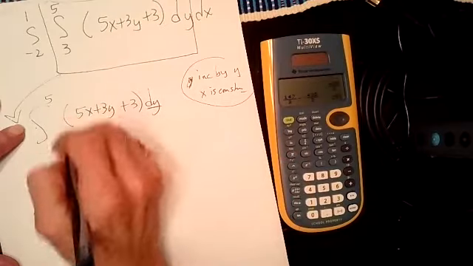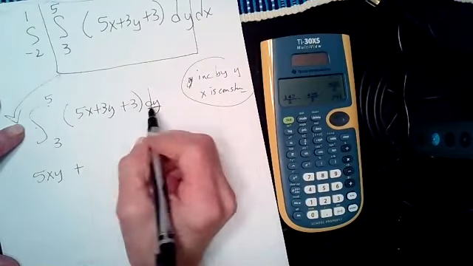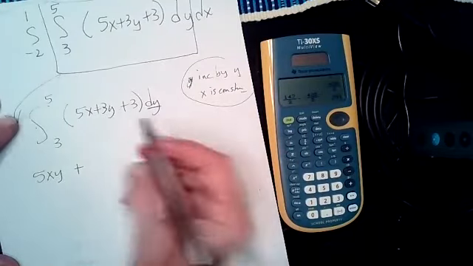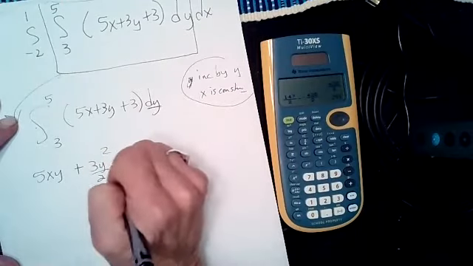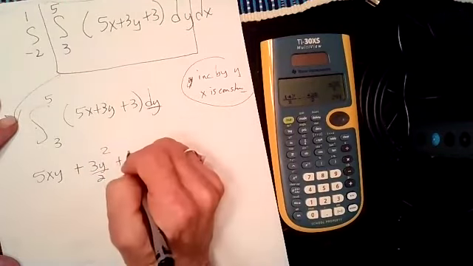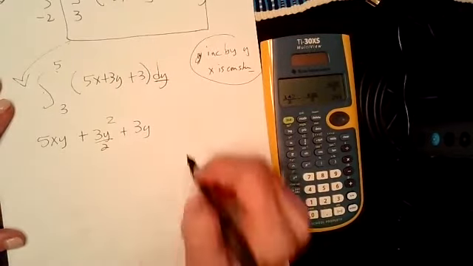So 5x is a constant, so it's 5xy, plus y with respect to y is just normal, 3y squared over 2. And then my constant 3 with respect to y is just plus 3y. Okay, that's a huge step.